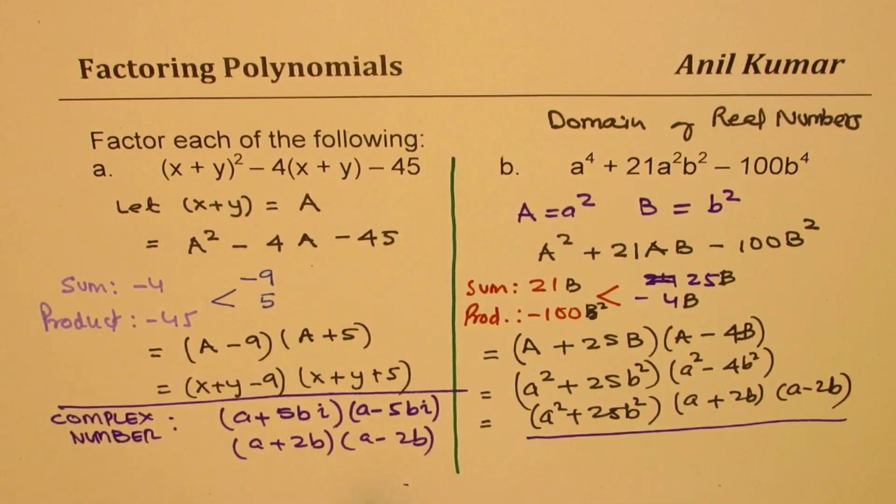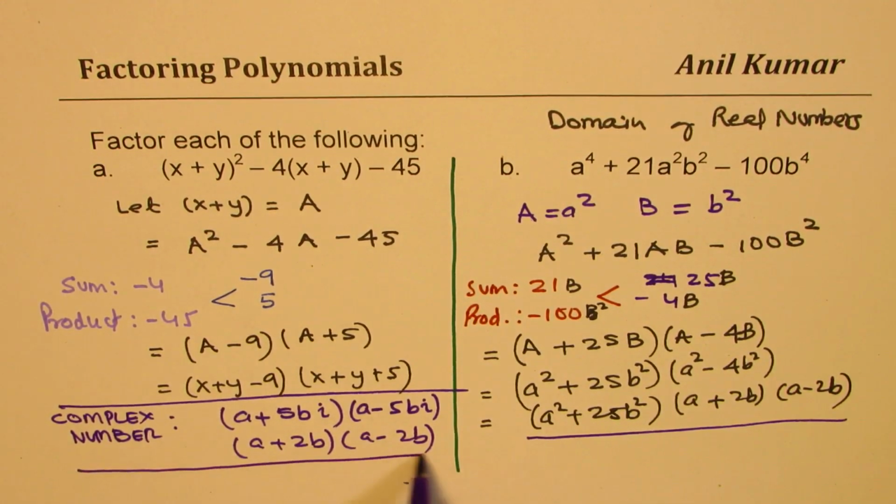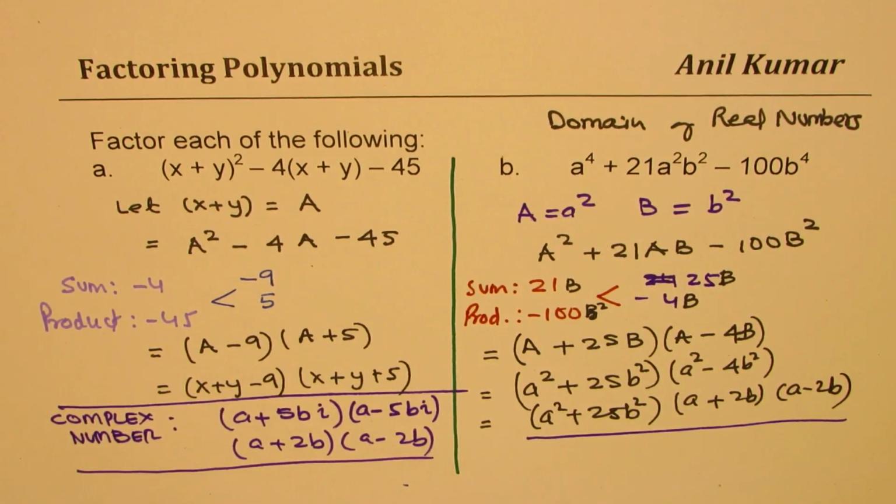So it all depends whether you're working in complex numbers or real numbers. So if you are working with complex numbers, you should also factor a² + 25b² as shown on this side. So I hope that helps you to understand the concept.